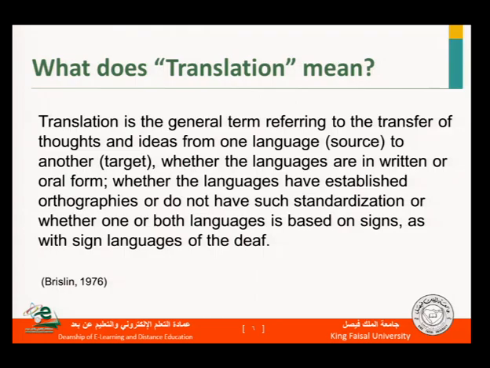هذا الجزء الأول هو عرف الترجمة. لكن الحين يبدأ بإيش؟ بالكلام whether the languages are in written or oral form. We're not just talking about written form, we're talking about also oral form. Sometimes you need to translate some oral activity.